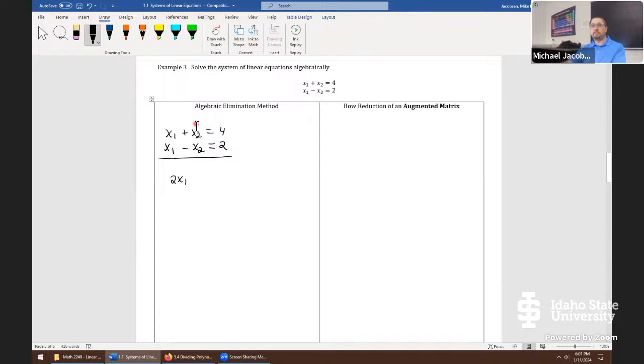In this column, x2 is eliminated, and it'll be set equal to 6. So our new system of equations would be, let's keep the first row just the way it is, x1 plus x2 equals 4. And my second row, well, we use both of the equations, add them up. That's my new second row, 2x1 equals 6.